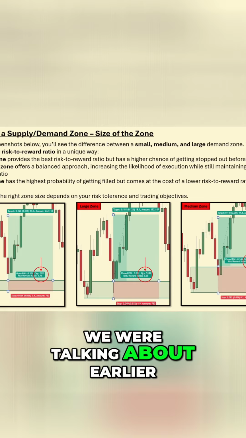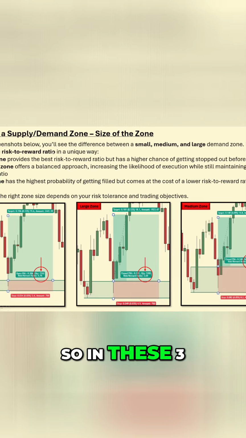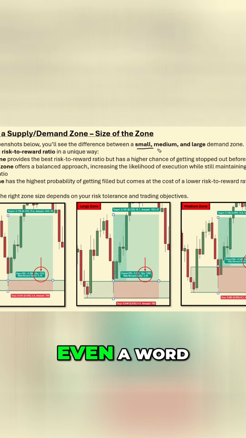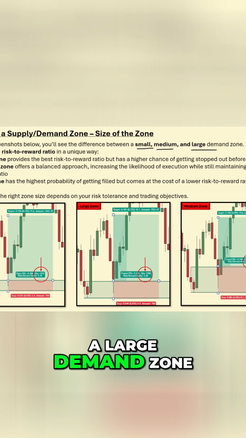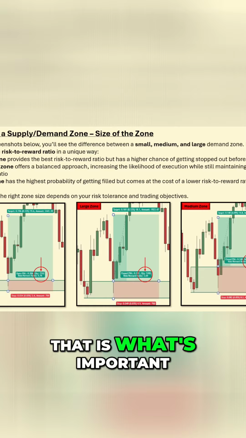We were talking about earlier, there's no right or wrong. So in these three screenshots, we're going to look at the difference between a small drawn zone, not even a word, but a zone drawn small, a medium zone, and a large demand zone. And each variation impacts the risk reward ratio. That is what's important to remember.